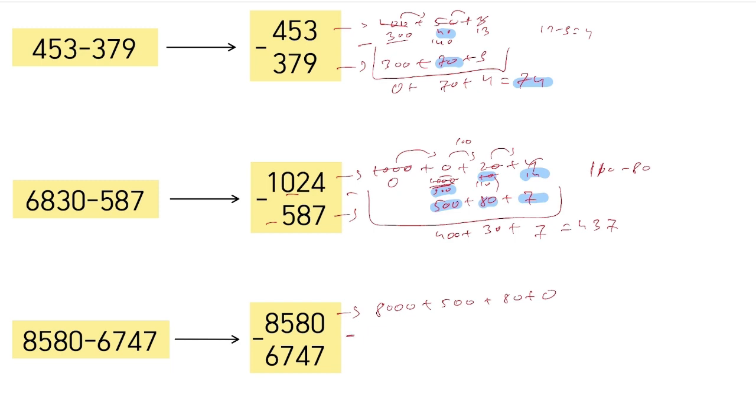Here is the minus symbol. This one is 6747. You cannot take 7 from the 0, so this 80 should give its tens. It will be 10. So 10 minus 7 is 3. So it is 70 because we took 10 from this 80. 70 minus 40 is 30.